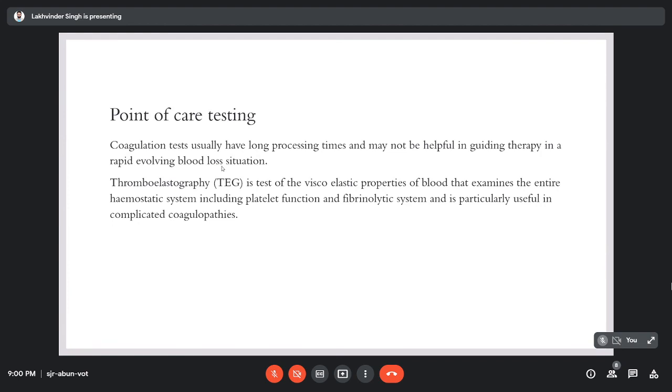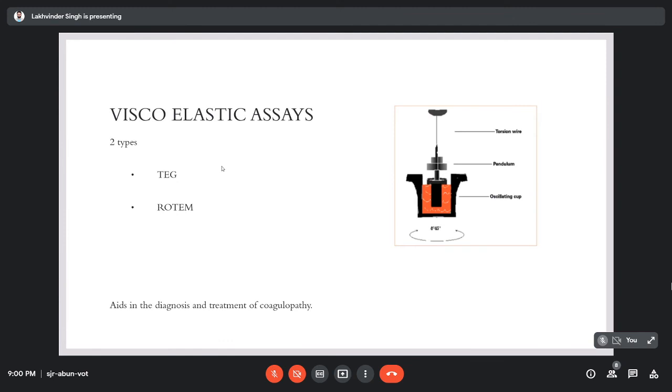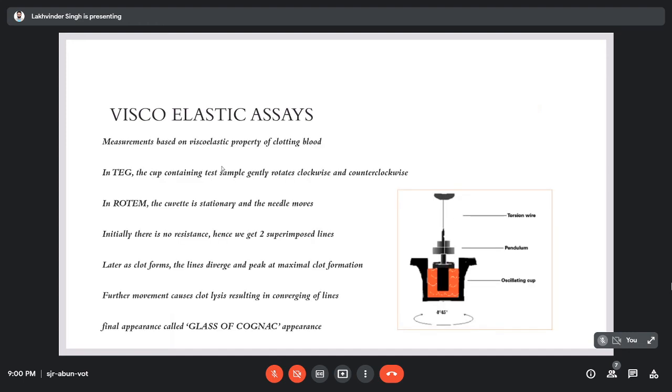One thing that has a major role in point of care testing is thromboelastography. You have 5-6 slides here, but I will discuss it very briefly. Two types of viscoelastic assay are there: thromboelastography and ROTEM. Third is Sonoclot, which is a very old method, but I still consider it better than even thromboelastography and ROTEM, though it is not extensively used.